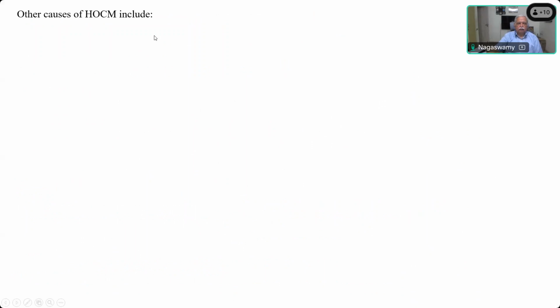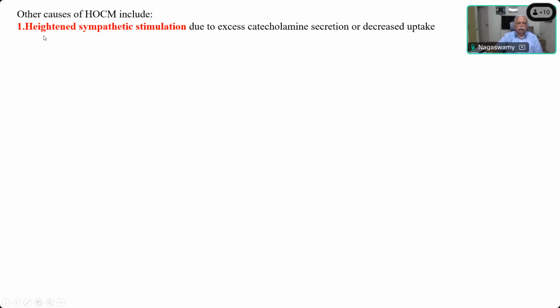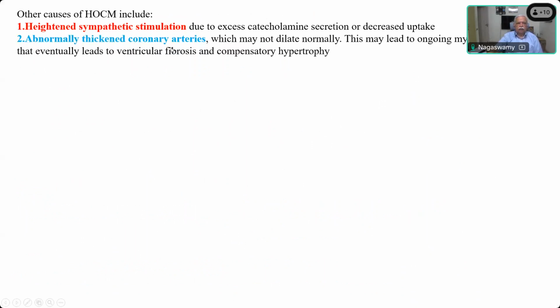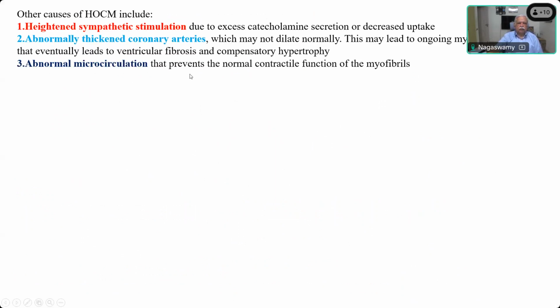The other causes, apart from the familial and non-familial mutations of the gene: it can happen because of heightened sympathetic stimulation due to excess catecholamine secretion, or it can abnormally thicken coronary arteries which may not dilate normally. So this may lead to ongoing ischemia, which leads to ventricular fibrosis and compensatory hypertrophy. And thirdly, abnormal microcirculation that prevents normal contractile function of the myofibrils. So these are the other non-familial, non-gene-mutation causes of hypertrophic cardiomyopathy also.